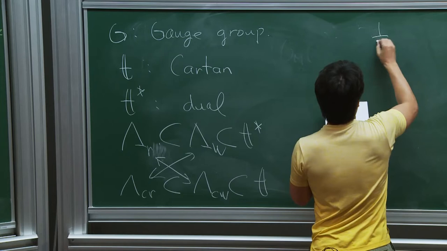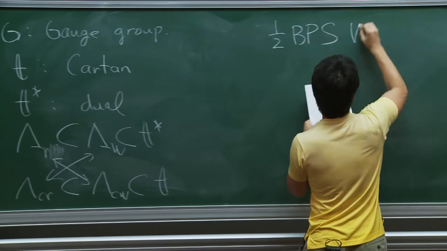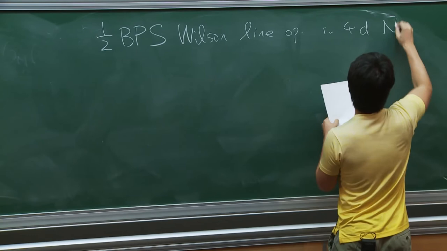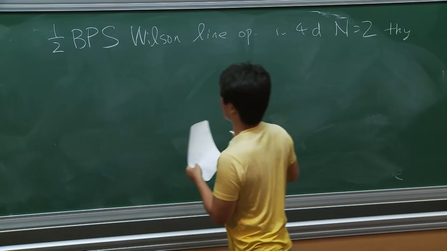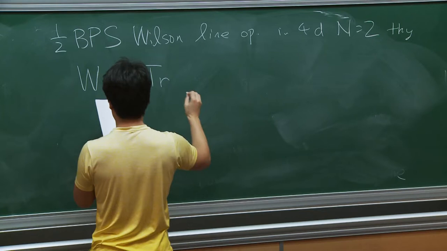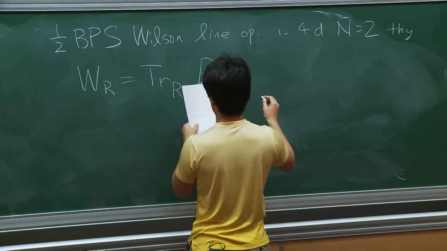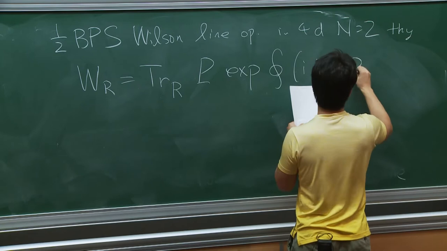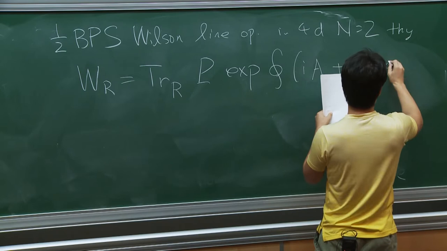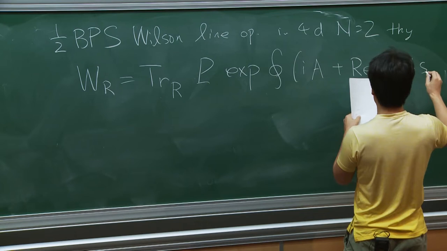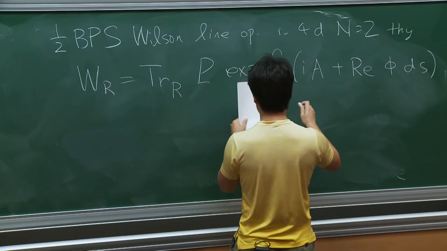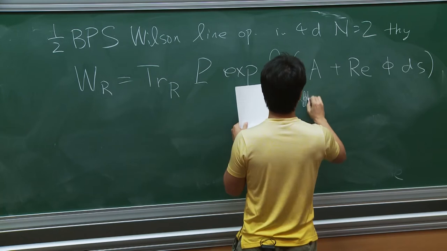Now, a half BPS Wilson line operator in four-dimensional N equals 2 theory is defined by the expression: trace in representation R of the path ordered exponential of the integral of i times the gauge field plus, this is a convention, the dl part of phi. You might put some phase here if you like, some people do, with line element ds defined by the metric. And the integral is taken along, for example, a straight line or a circle.